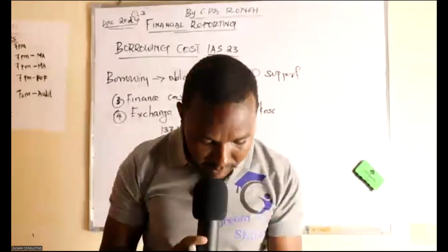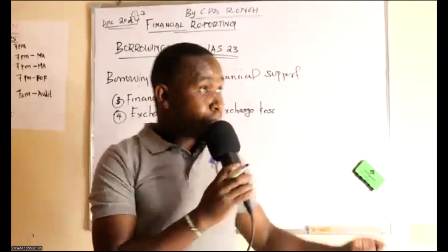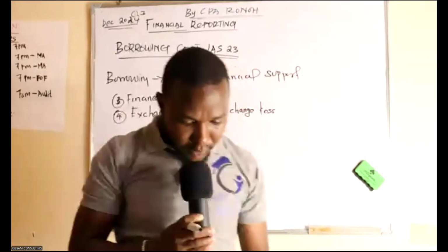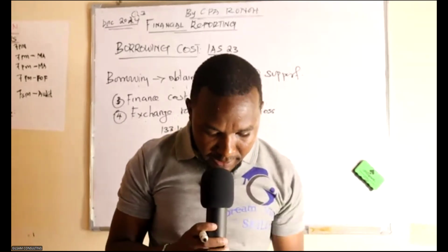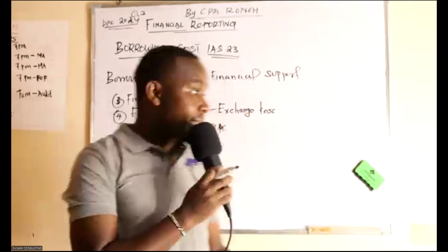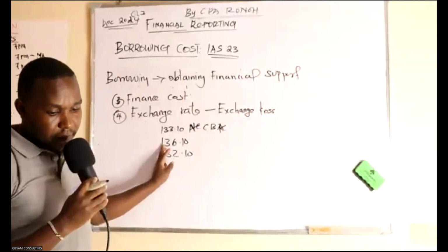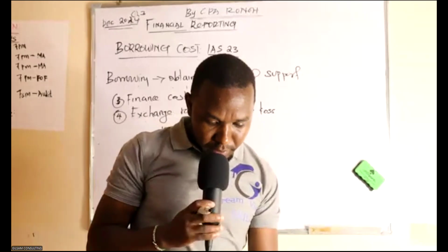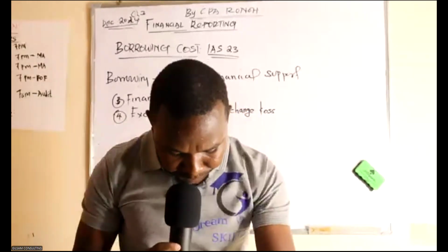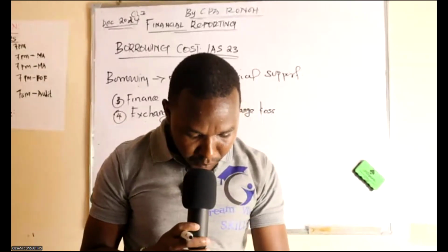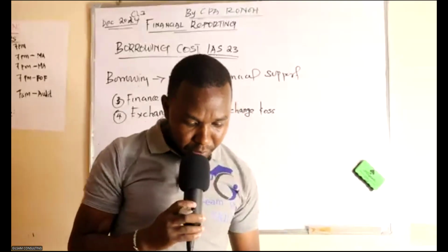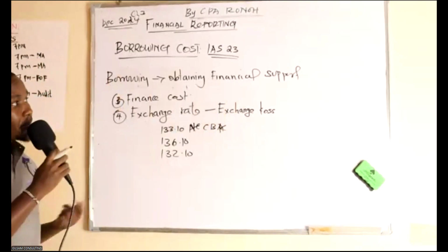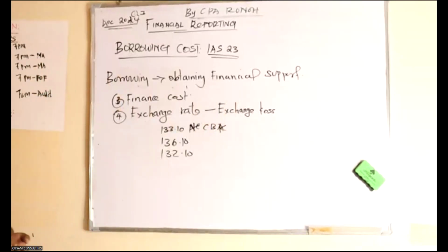That is the first principle according to IAS 23. Another one is that the borrowing costs are incurred. So you must incur these other costs like the interest and the exchange gain. Another principle is that activities necessary to prepare the asset for its intended use or sale are in progress. So those are some of the theories you must know.